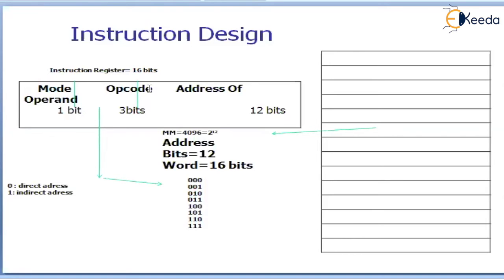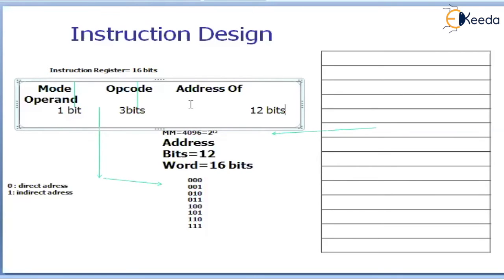The second one is the opcode field. This opcode field is 3 bits. By using 3 bits, I can have a combination of 8 opcodes. A maximum of 8 opcodes can be constructed in the system. And the address field for this instruction is 12 bits. This address is going to specify one memory operand, one memory address. We discussed this in the previous sessions.